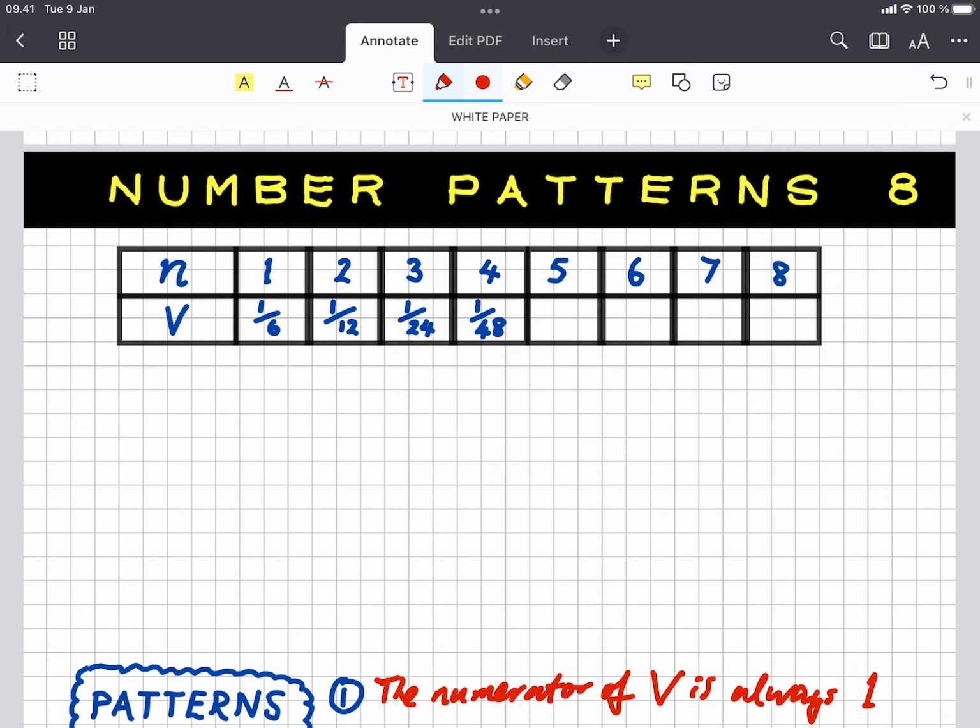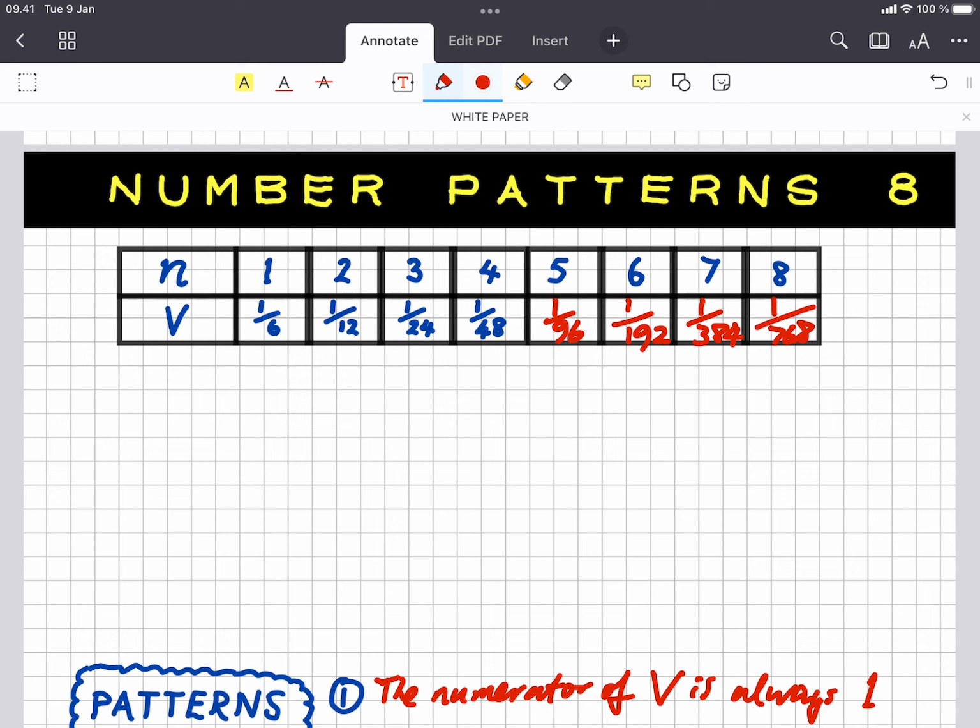So, having observed that pattern, I can make some predictions for the rest of the table. 1 over 96, 1 over 192, 1 over 384, 1 over 768. So, a few marks there for just filling that in.